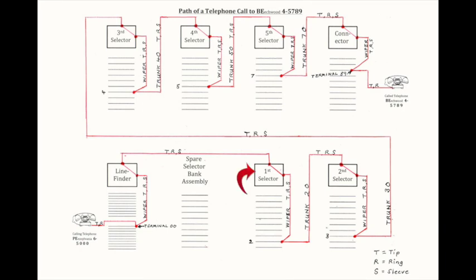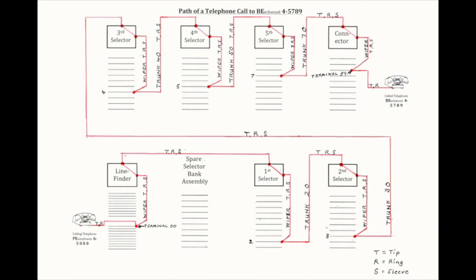It is permanently tied to a first selector, so there is one first selector dedicated to each line finder. The tip, ring and sleeve outputs from the line finder are connected to the tip, ring and sleeve inputs of the first selector. The first selector is a numeric switch that processes one or more dialed numbers. It returns dial tone to the calling telephone to indicate that it is ready for dialing to begin.